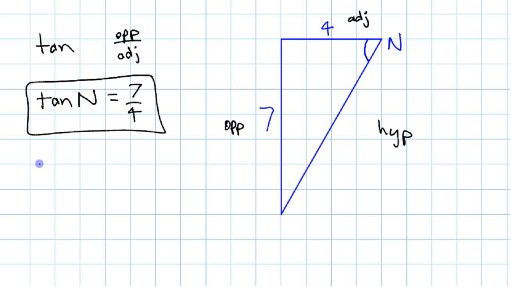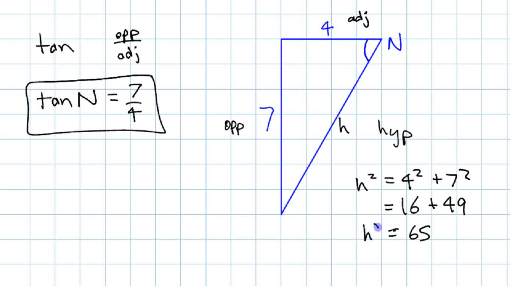If you want to write the other two, you need to know what this missing side is here, that hypotenuse. But you can find that, of course, using what you've learned earlier, which is the Pythagorean theorem. So if we're just going to call this h for hypotenuse, h squared should be 4 squared plus 7 squared. So 16 and 49, which gives us 65. Okay, h squared is 65. So h is whatever the square root of 65 is.